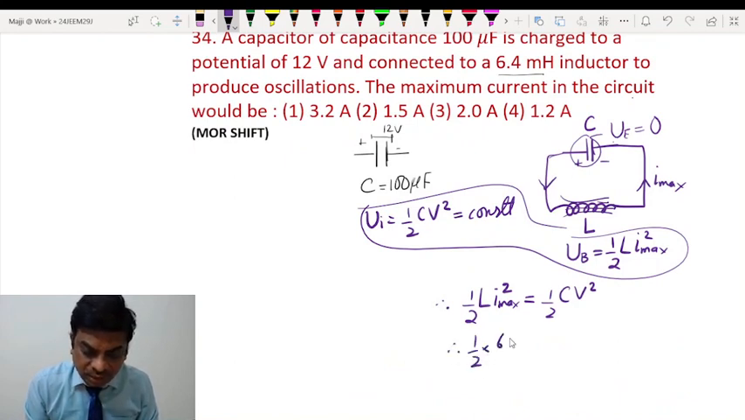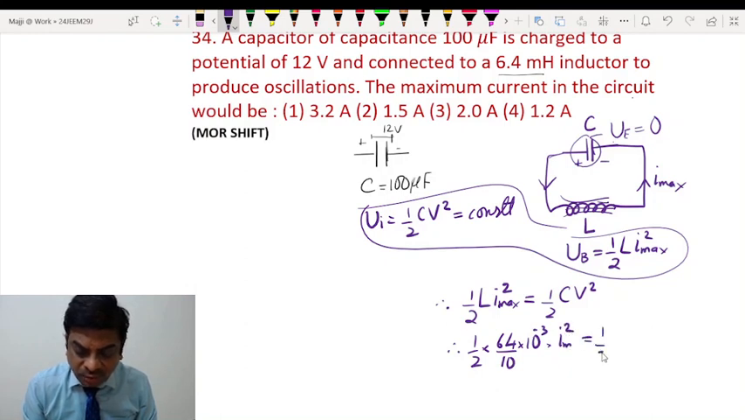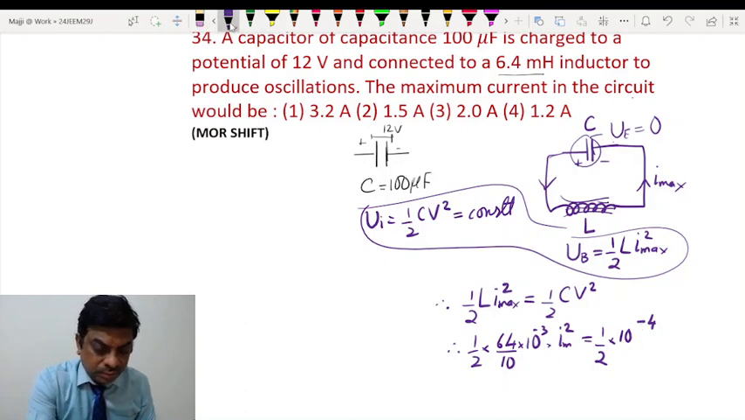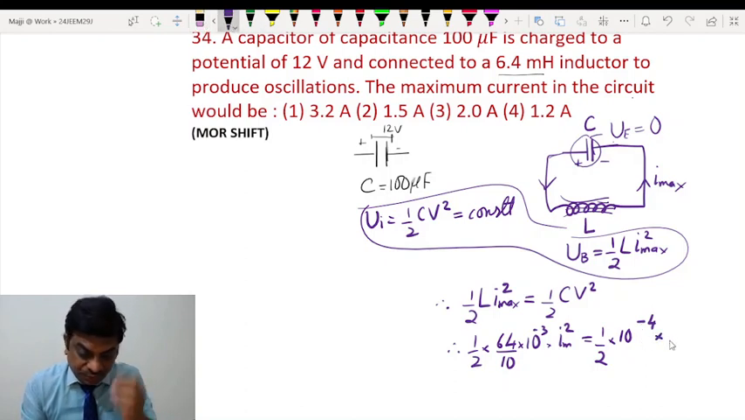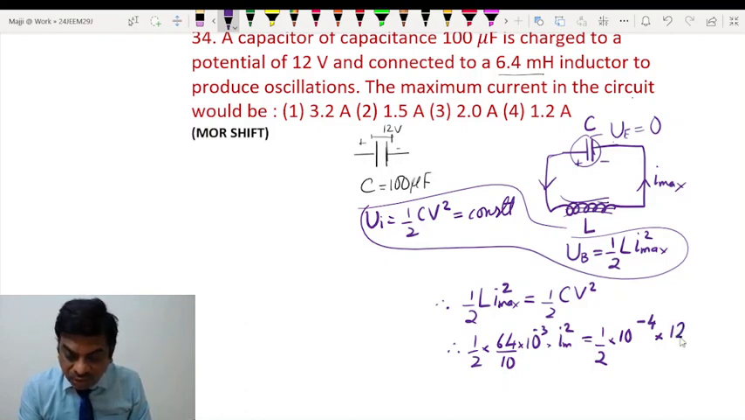So therefore we have half L. L is clearly given as 64 by 10 milli. Milli means 10 power minus 3, into I max square is equal to half C. C is 100 micro, so 100 micro would be 10 power minus 4, into C V square. V square is 12 into 12.